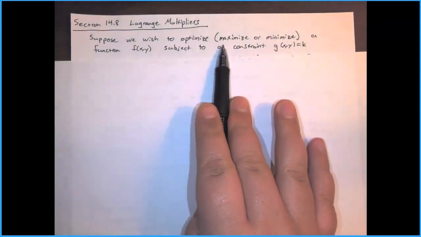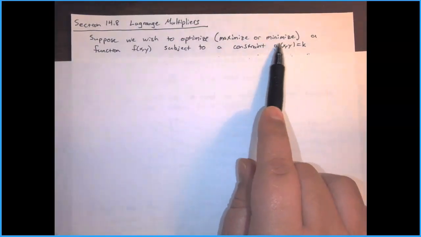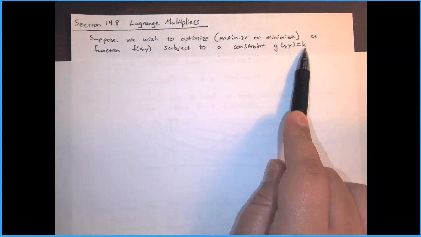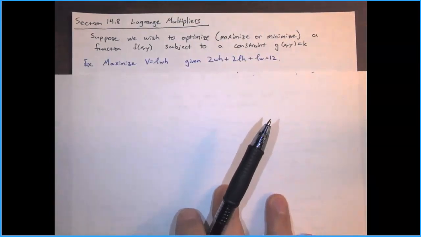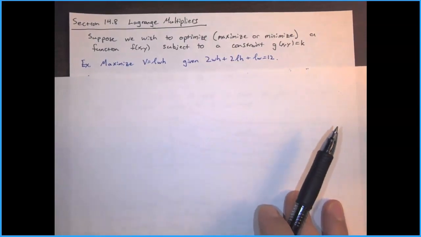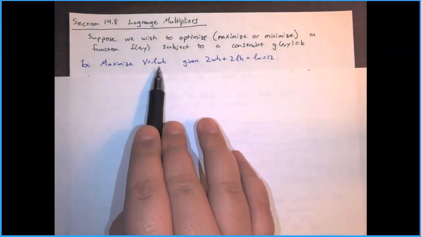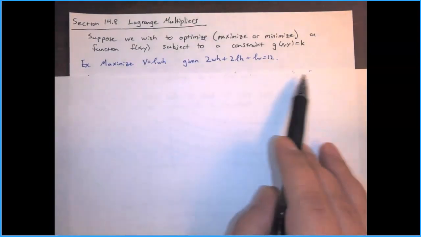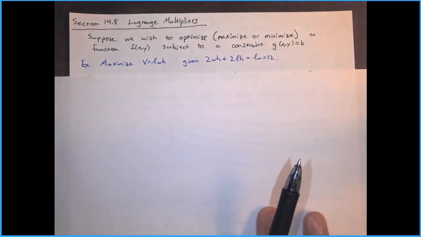The kind of problems that we're going to try to solve in this section are problems where we want to optimize, which means either maximize or minimize some function, subject to a constraint, which is going to be another function equal to a constant. An example of one such problem we saw at the end of the last video, where we had a box without a lid, and we wanted to maximize the volume of the box, so maximize length times width times height, given that the surface area of the box had to be 12 square meters.